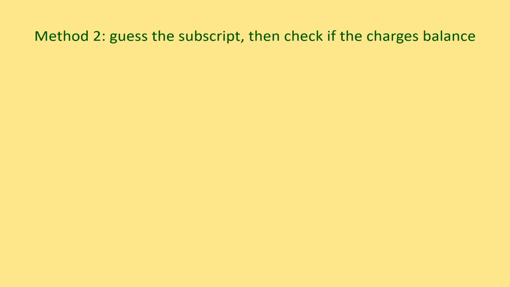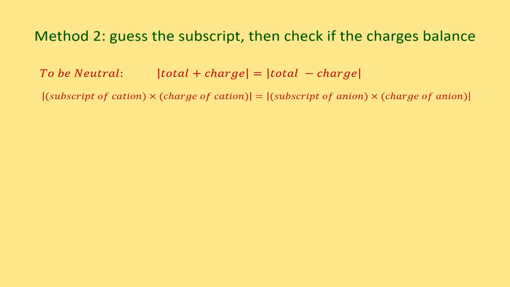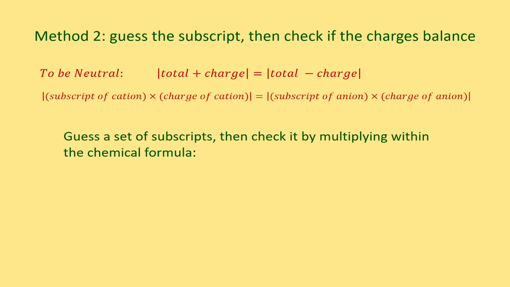The other method is to guess the subscript and then check if the charge is balanced. To be neutral, we know that the total positive charge has to equal the total negative charge. The total positive charge is the subscript of the cation times its charge, and the total negative charge is the subscript of the anion times its charge. Of course, we'll use absolute values, so we're not concerned about the sign, just the total value. So we're going to guess a set of subscripts, then check it by multiplying within the chemical formula.